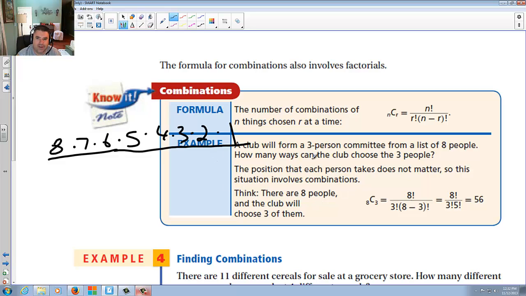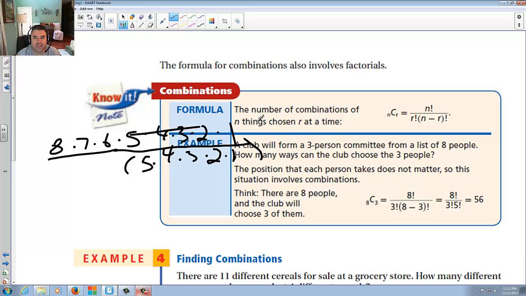Now what they're saying here is you have to choose 3 people at a time. So basically this part's going to be the same, which is you're going to have the remaining 5 times 4 times 3. Oh, I guess I should make that a dot. Whoops. 5 times 4 times 3 times 2 times 1.